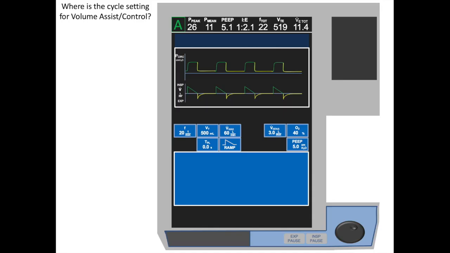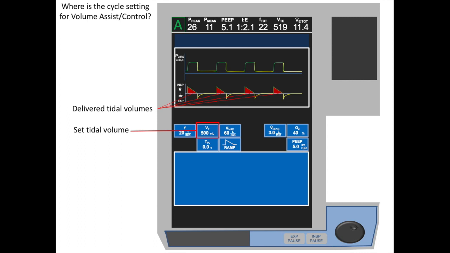Remember I said that in volume assist control, volume does not describe the target, it is a flow targeted mode. Rather, volume describes the cycle. This is a flow targeted volume cycled mode, meaning a certain amount of volume once given into the patient ends inspiration. In this case here, we've set a tidal volume of 500 milliliters. That means that as the ventilator gives inspiration, it measures how much has gone into the patient, and as soon as it has given 500 milliliters, it stops inspiration.